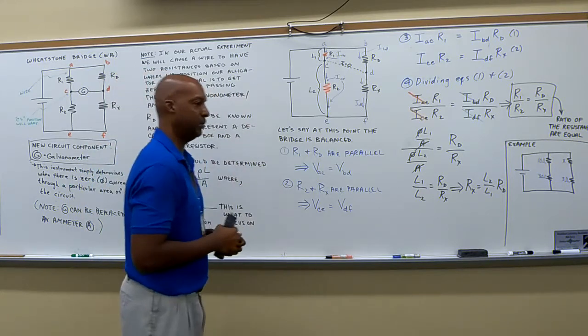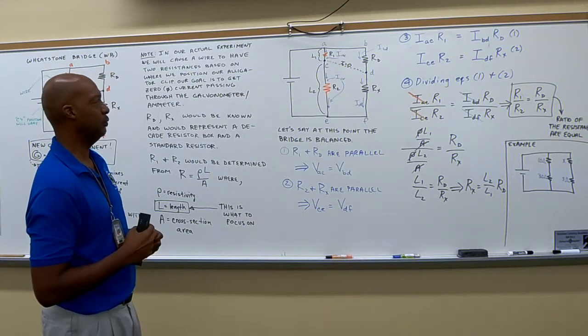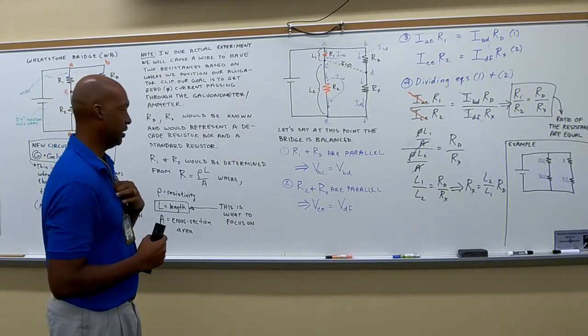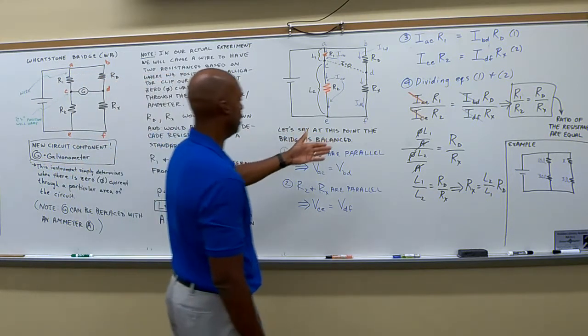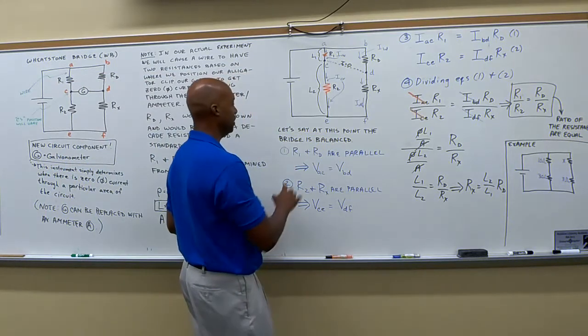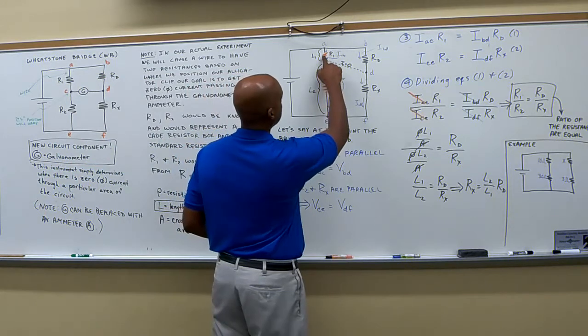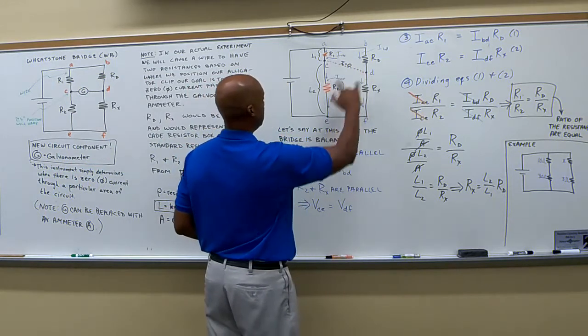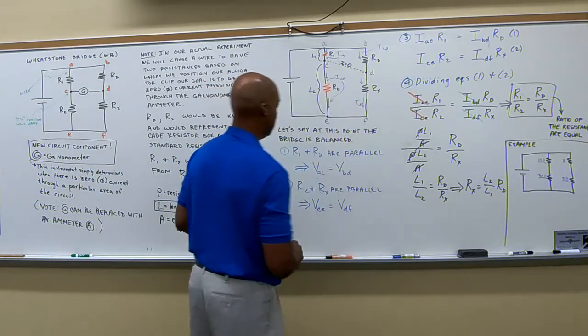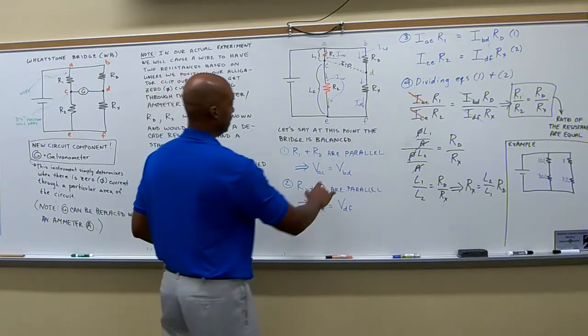Put a 9-volt battery or 10-volt, whatever you want your voltage source to be. So again, our bridge is balanced at this point. The resistances R1 and RD are in parallel to one another, as well as R2 and Rx.